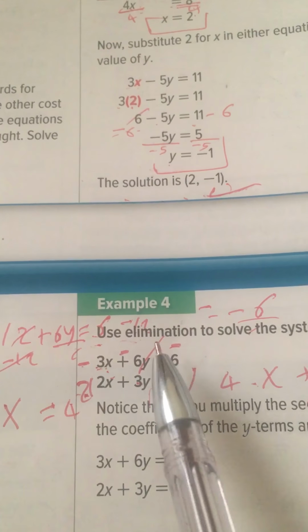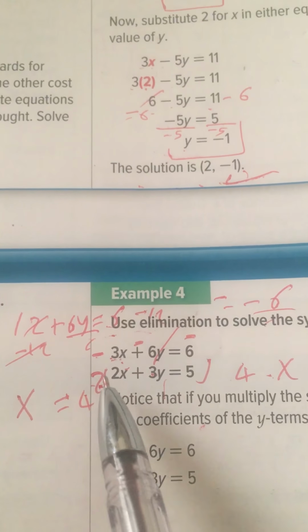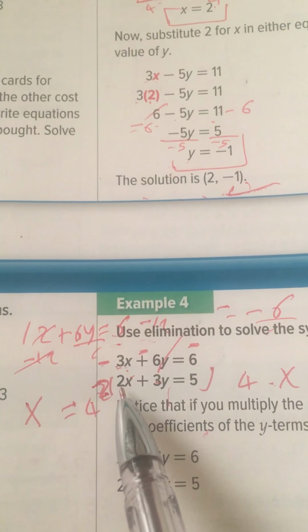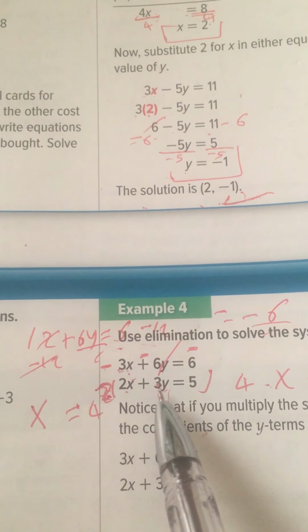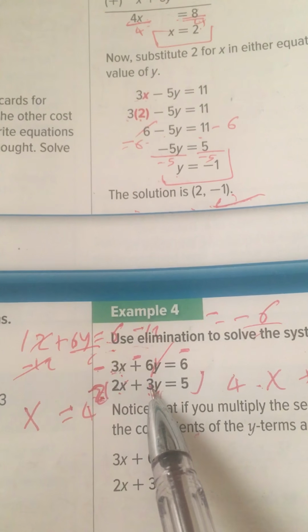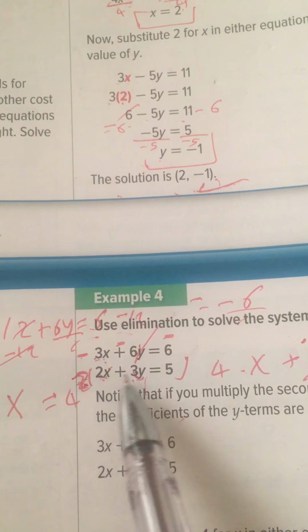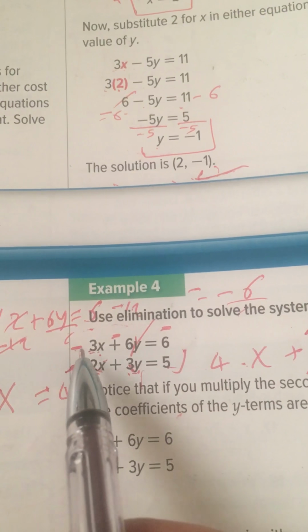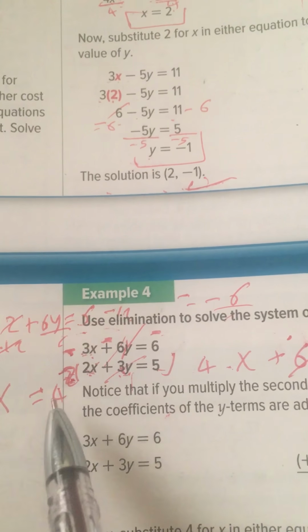Use elimination to solve the system. Example 4. I can multiply by 2 because 2 times 3 is 6y. So multiply by 2 to find 6y and 6y. 2 multiplied by 3 is 6y. 2 multiplied by 2 is 4. 2 multiplied by 5 is 10. I can change the signs to delete 6 minus 6.